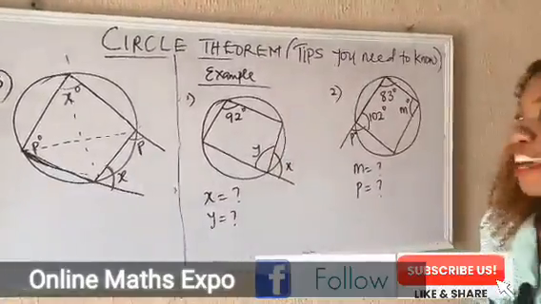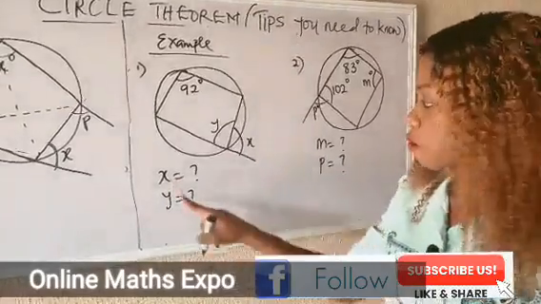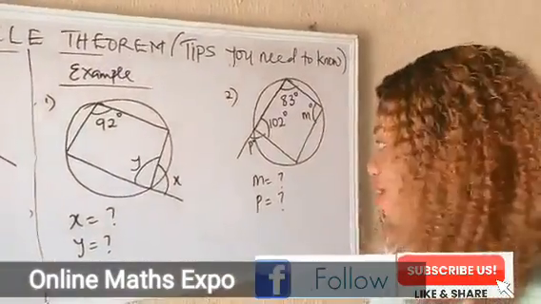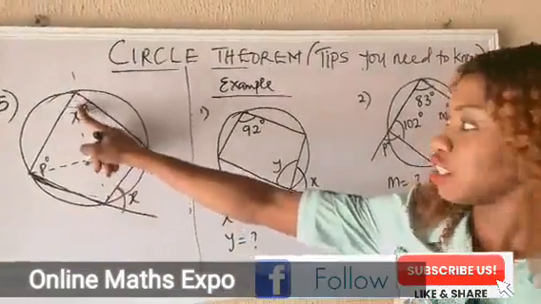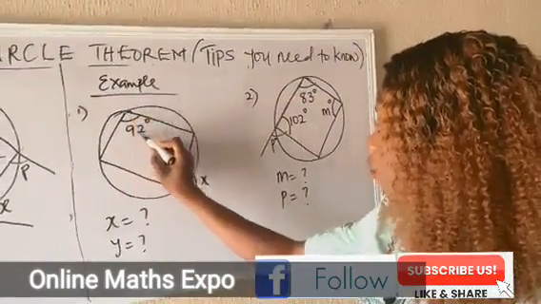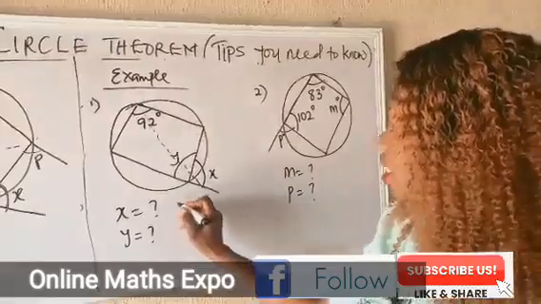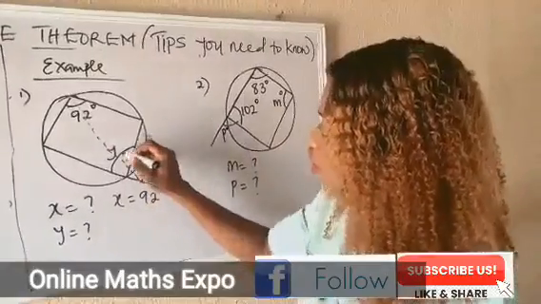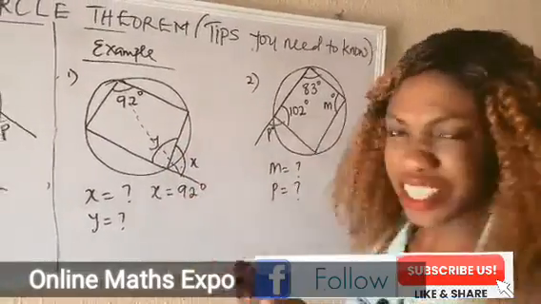Okay, let's look at this example. I hope you are still there with me. For this example, we are asked to find the exact value of x and the value of y. So if we are looking for the value of x, what do you think should be the value of x? It's very simple. Remember, the exterior angle is equal to the opposite interior. So whatever you have here should be what you have here. So in that case, our x is equal to 92 degrees because the exterior angle is equal to the opposite interior.